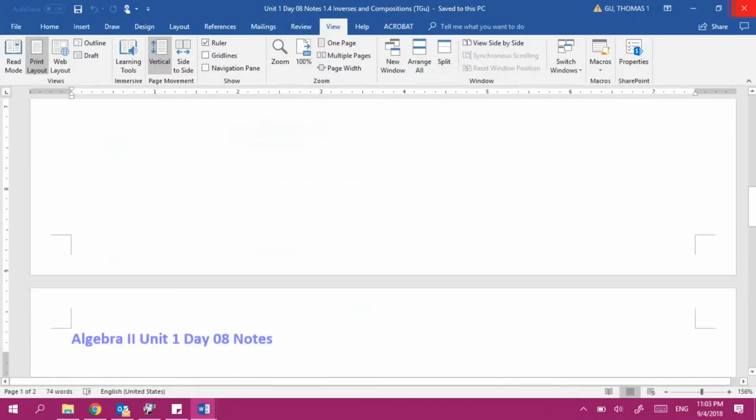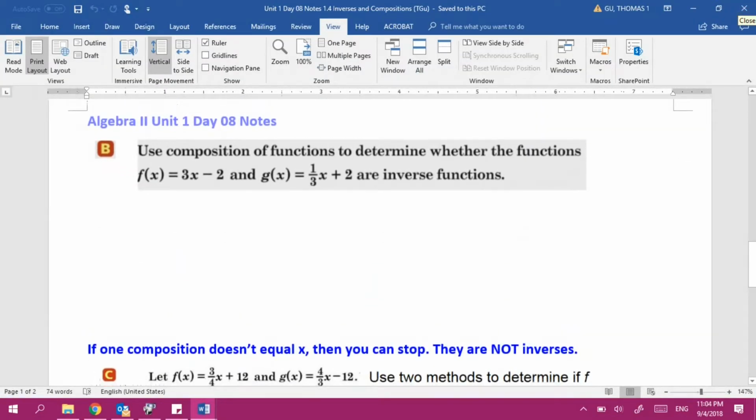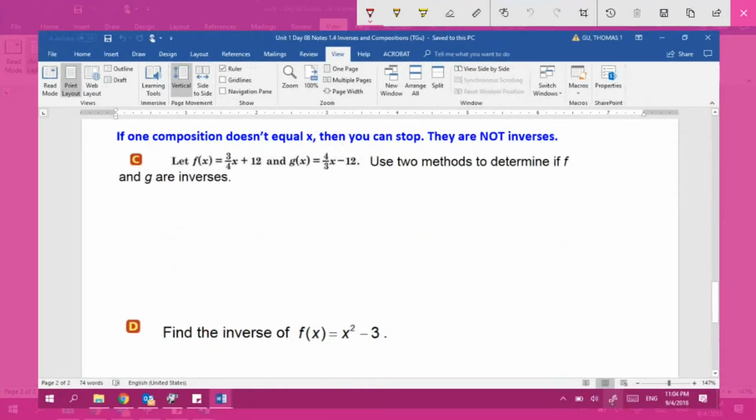All right, so moving on. I want you guys to try this next one, B, on your own. Looking at C, check out this note. If one composition doesn't equal x, then you can stop. They are not inverses. So take a look at these two.